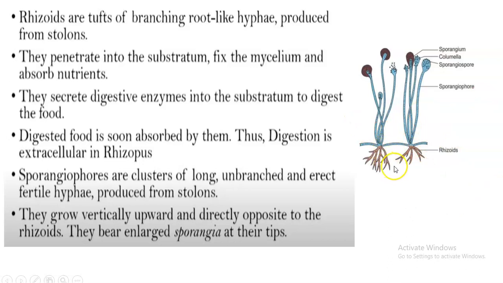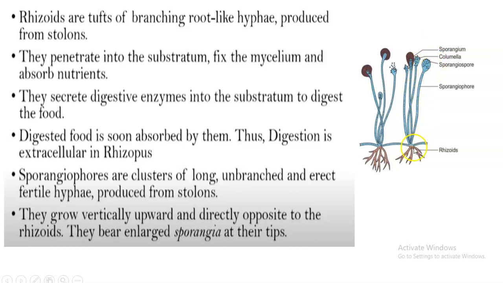That is because these rhizoids are secreting some digestive enzymes to digest the fruity part of that particular potato, the thing that we eat. Okay, that particular area will be digested by these rhizoid enzymes. So then you can see that these clusters of long unbranched erect fertile hyphae, this is called sporangiophores.